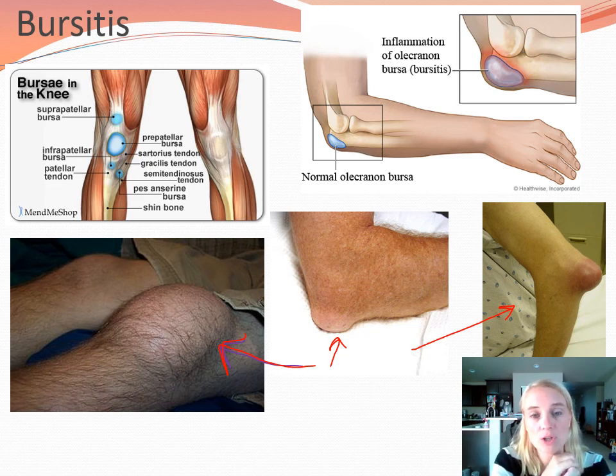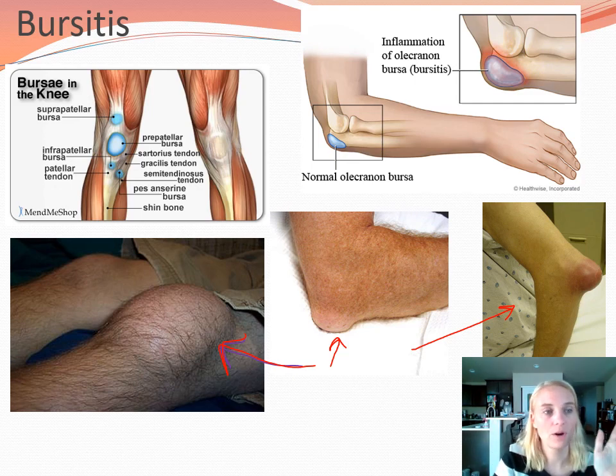Okay. That is the structure of our synovial joints. The next video we're going to take a look at is all different kinds of body movements that can take place around your articulations.